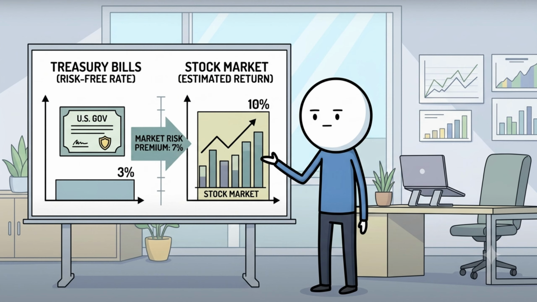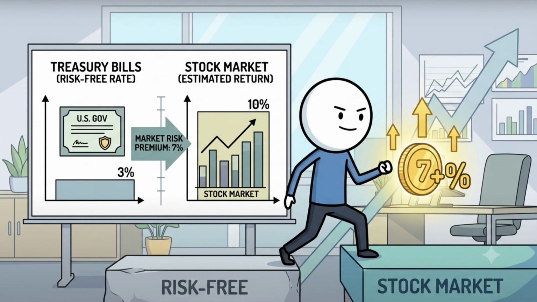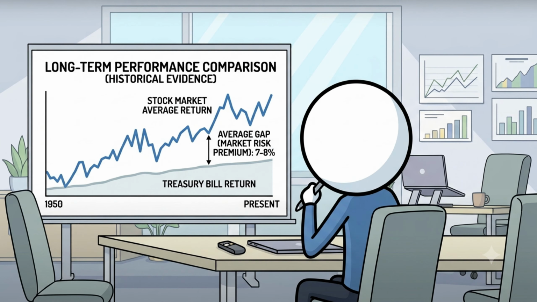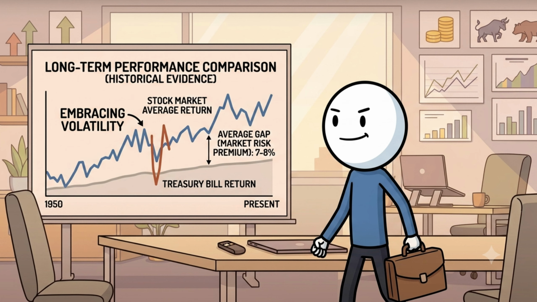Now, John puts it all together using the CAPM formula. Expected return equals the risk-free rate plus beta times the market risk premium. John pulls out his calculator. If the risk-free rate is 3% and the market risk premium is 7%, John doesn't just add them together. He scales the premium by his project's beta. For his 1.5 beta project, the math looks like this: 3% plus 1.5 times 7%. The result is 13.5%.